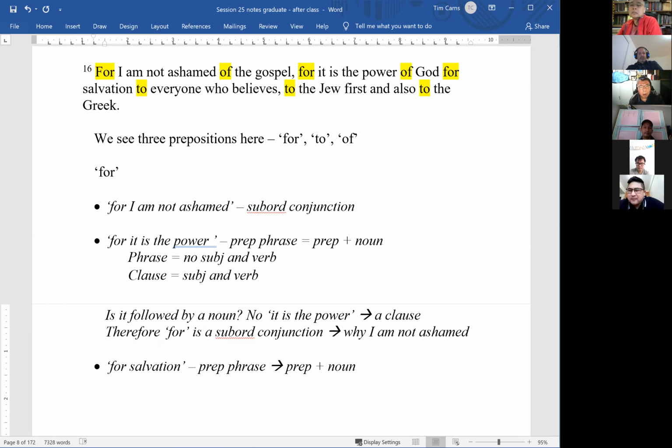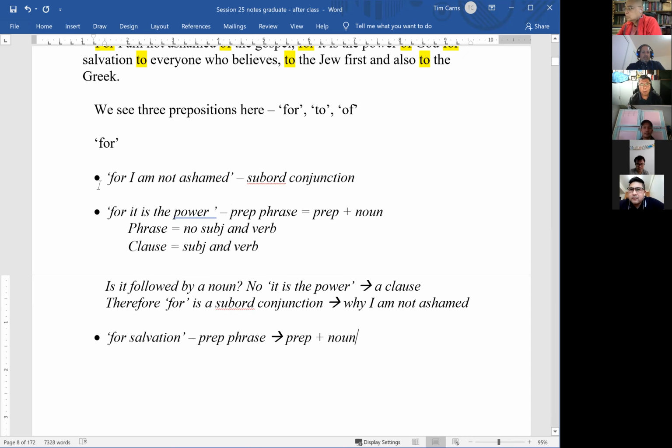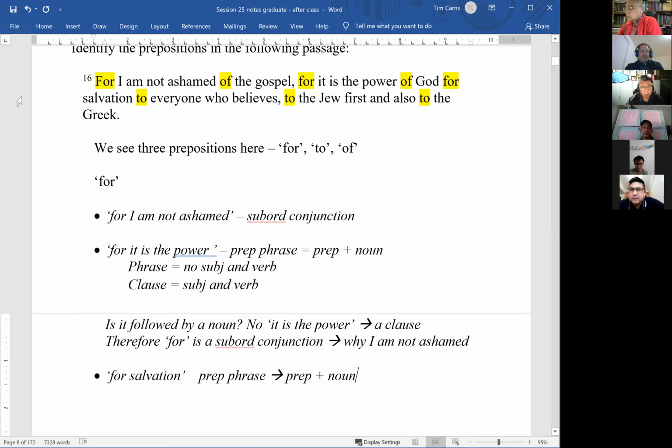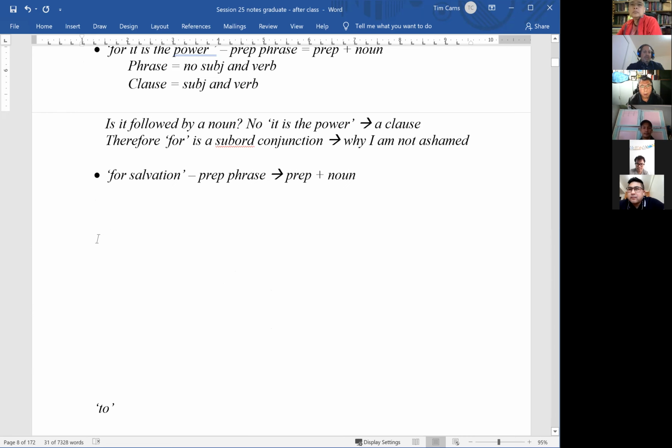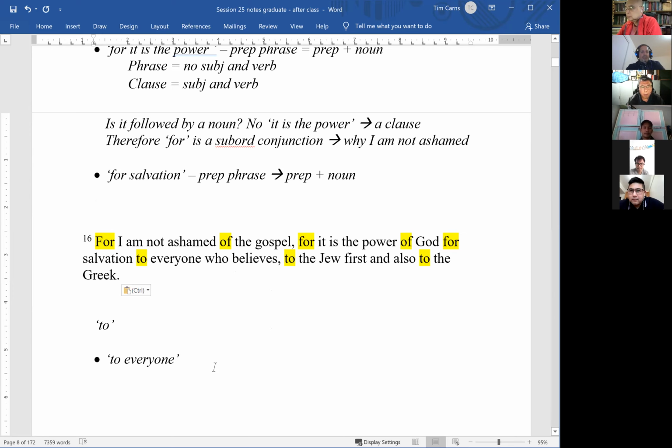All right. And I think it is modifying, in this case, the power of God for salvation. What kind of power? Okay. Let's look at the next set here. The word "to." Let's look at these for a minute. We have "to everyone." Is that a prepositional phrase or something else?